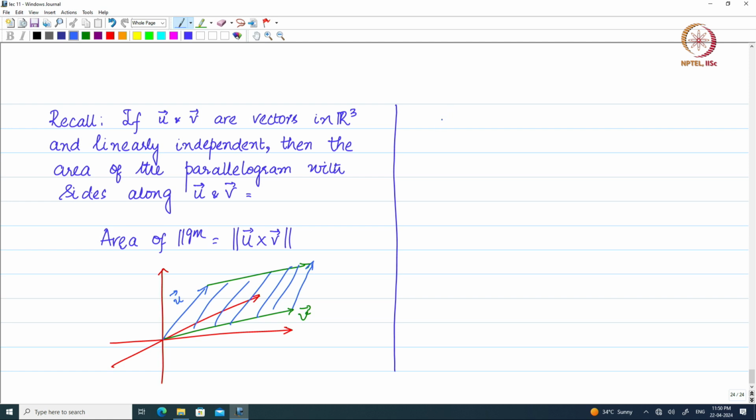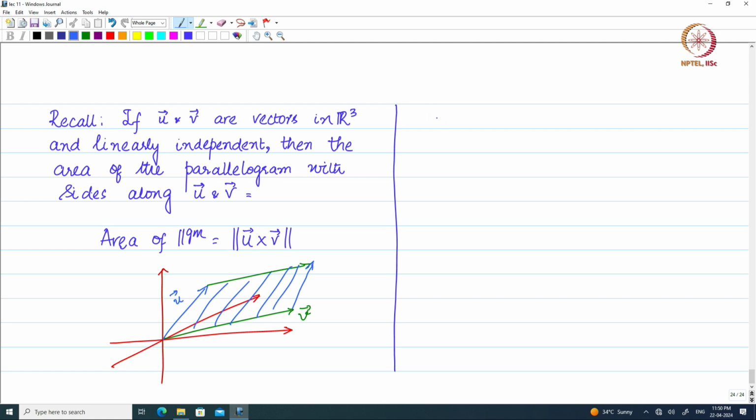We also had the fact that if you consider 2 equations in 3 variables such that u1 x1 plus u2 x2 plus u3 x3 is equal to 0, and v1 x1 plus v2 x2 plus v3 x3 is equal to 0, we wanted to find the vector which is orthogonal to both u and v, and that turned out to be the cross product u cross v, which is orthogonal to the 2 vectors u and v. That is exactly what we found out. So let us get another interpretation for the area of the parallelogram. Let us look at this.